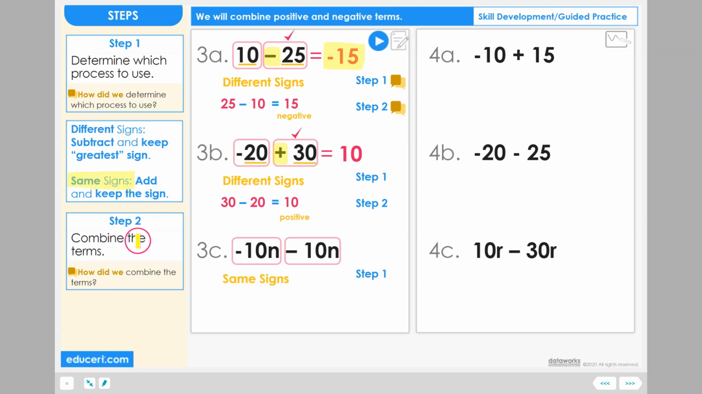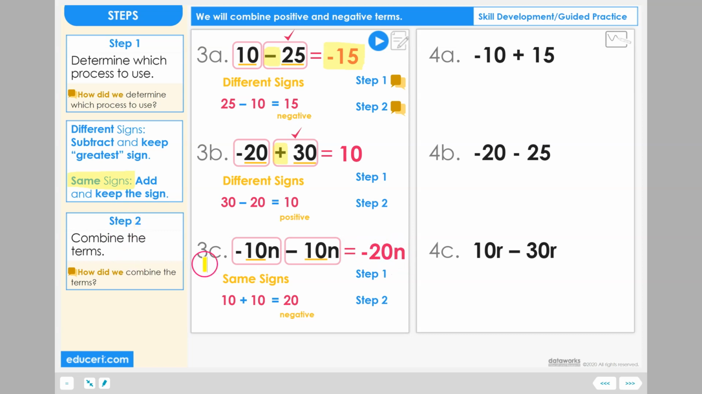Step 2, combine the terms. So we need to add the two values, 10 and 10. 10 plus 10 equals 20. And we are going to keep the sign, which is negative. And let's not forget that we're combining like terms here, so we're also going to keep the variable. Negative 10n minus 10n combines to negative 20n.